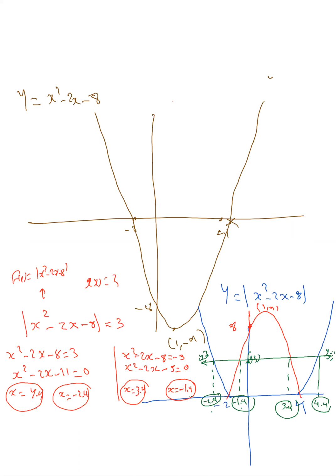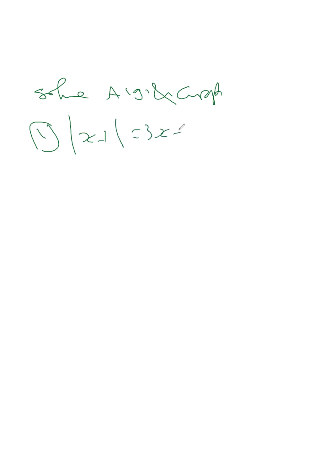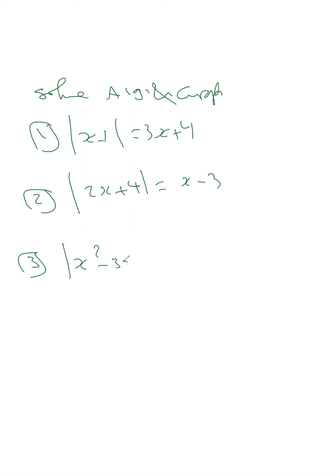Okay, alright guys. We will solve a few problems. Solve algebraically and graphically. Number 1, absolute value of x minus 1 equals 3x plus 4. Number 2, absolute value of 2x plus 4 equals x minus 3. Number 3, absolute value of x squared minus 3x minus 4 equals 1. Please solve these.